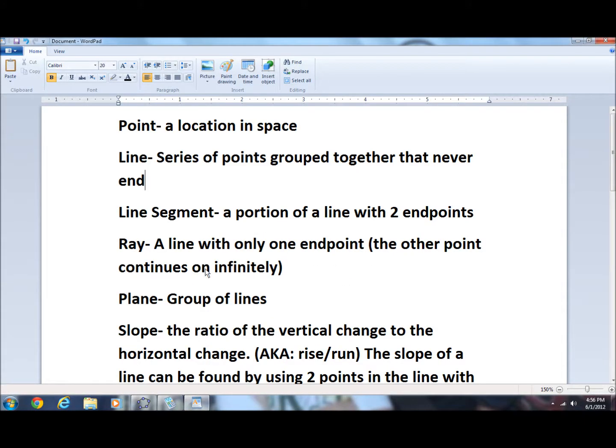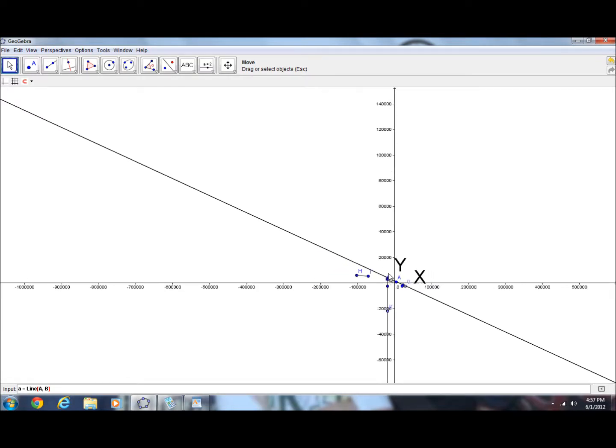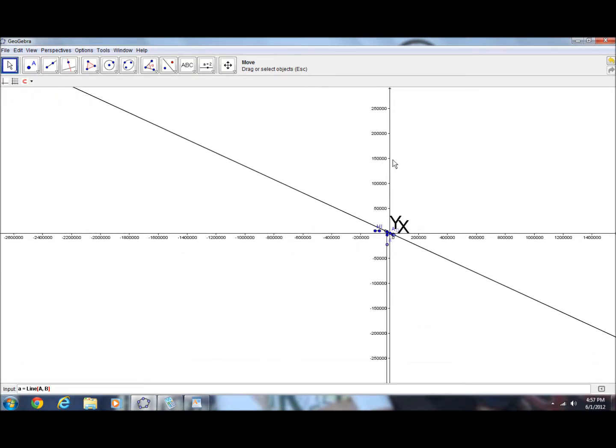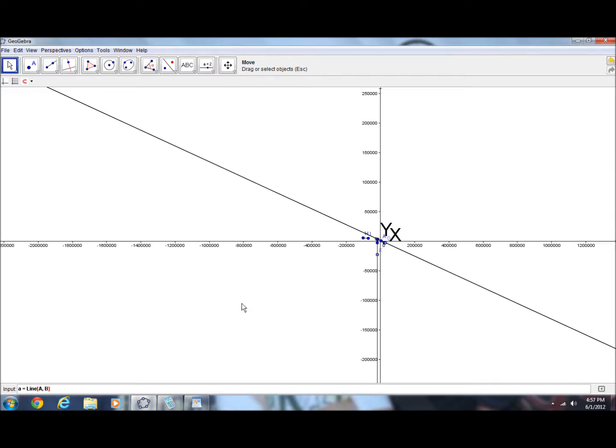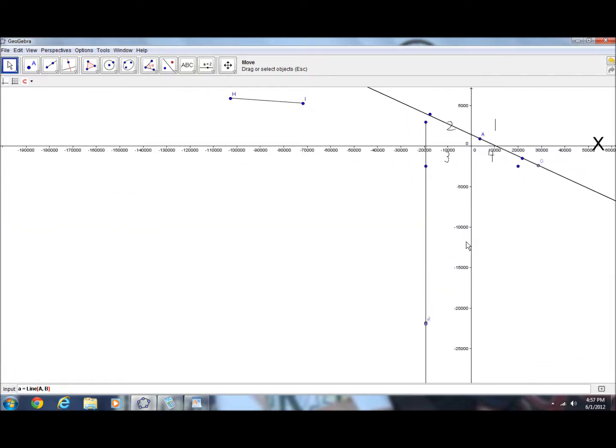Okay, so now that we know all that, what is a plane? We know that we've heard of what we call a Cartesian plane, but what is a plane? A plane is a group of lines. So basically, the Cartesian plane is made of a ton of lines. What we've got here is basically a load of lines grouped together. That's all a Cartesian plane is. That's all any plane is, to be honest.